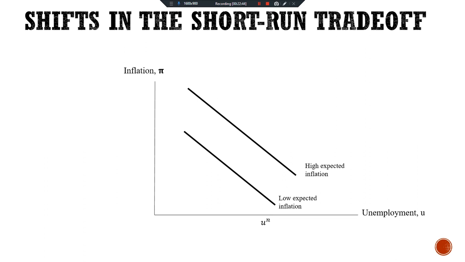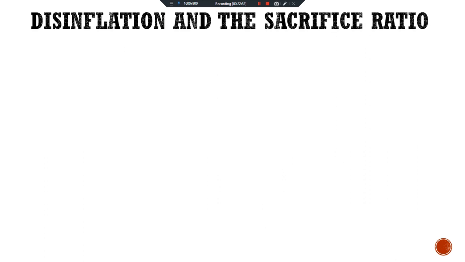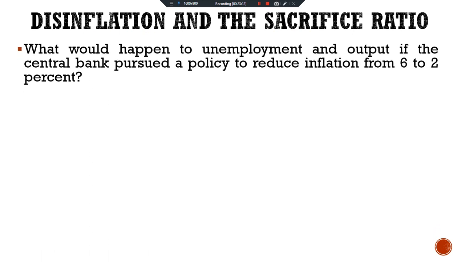So moving towards a discussion about inflation and unemployment, the Phillips curve, let's discuss disinflation and the sacrifice ratio. Imagine an economy in which unemployment is at its natural rate and inflation is running at 6%. So here we have to discuss one of the main questions: what would happen to unemployment and output if the central bank pursued a policy to reduce inflation from 6 to 2%?